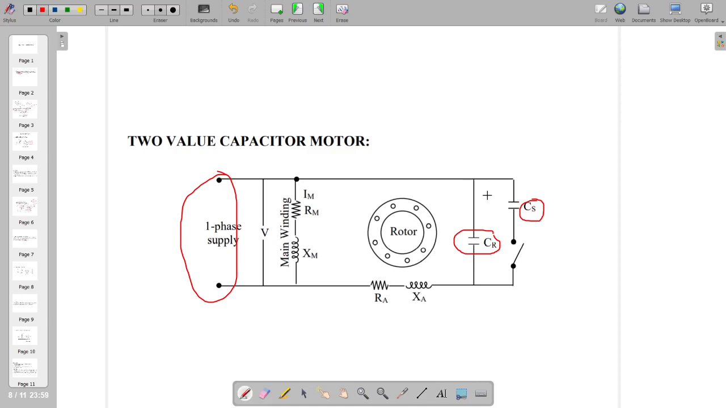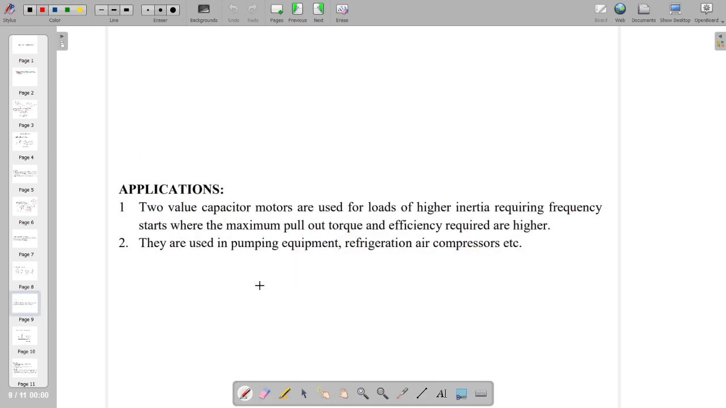It is usually of oil filled paper construction. So the name is given as capacitor start and capacitor run motor because of its construction. The applications: two value capacitor motors are used for loads with high inertia and frequent starts, where maximum pull out torque and higher efficiency are required. They are used in pumping equipment, refrigeration, and air compressors.